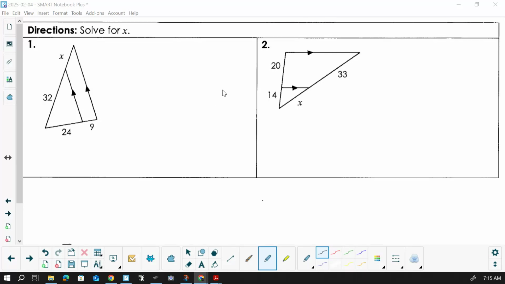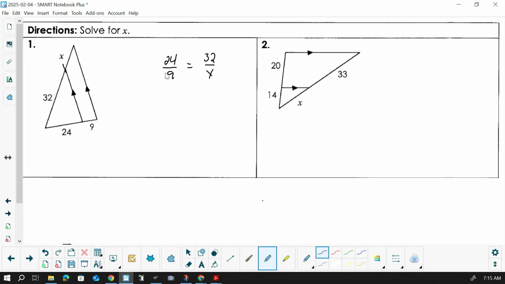All right, we're going to work on the homework assignment, and we're going to start with this problem right here. If I'm looking at this triangle, notice the two measurements on this side, 32 and x. So I'm going to write 32 over x. And since I did the 32 above the x, I have to do the 24 above the 9. And there's our problem. All right, we're going to go ahead and cross multiply this.